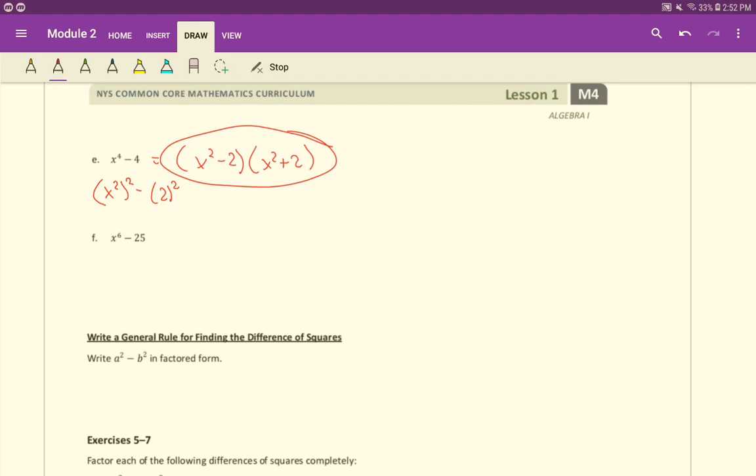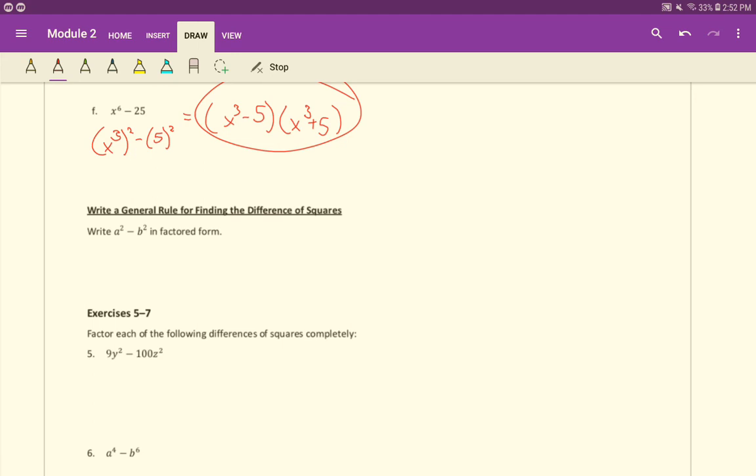All right, for x to the 6 minus 25, again, x to the 6 is x cubed squared, and 25 is 5 squared. And so this will factor to be x cubed minus 5 and x cubed plus 5, like so. And we'll stop right there as well.